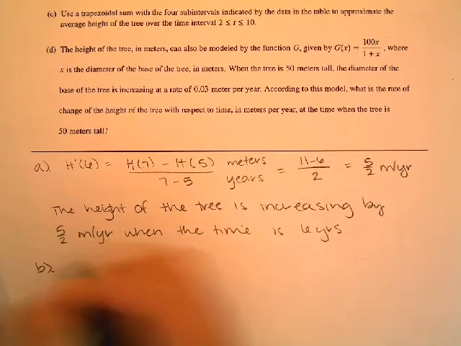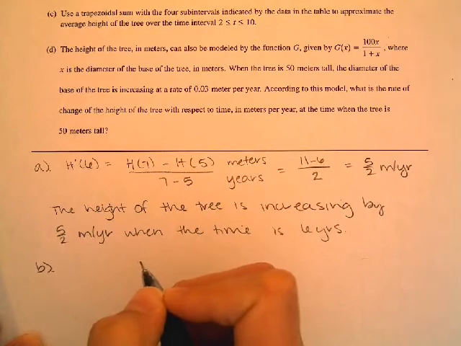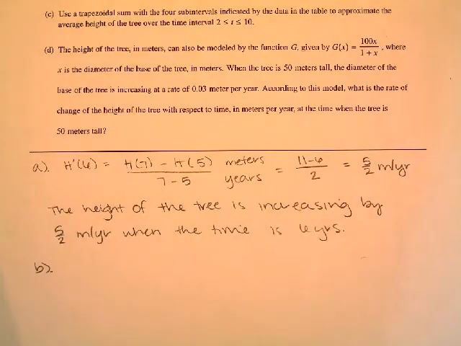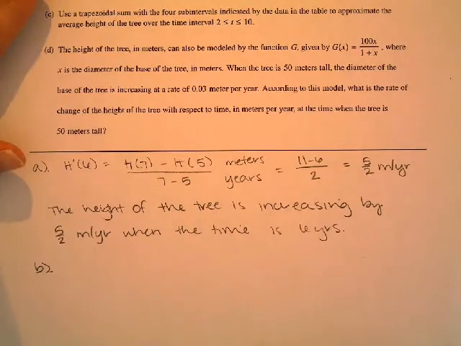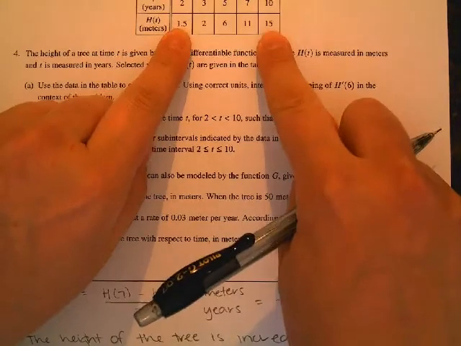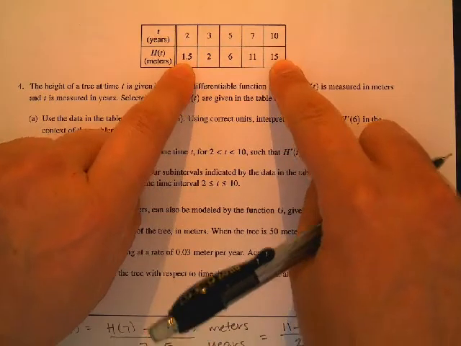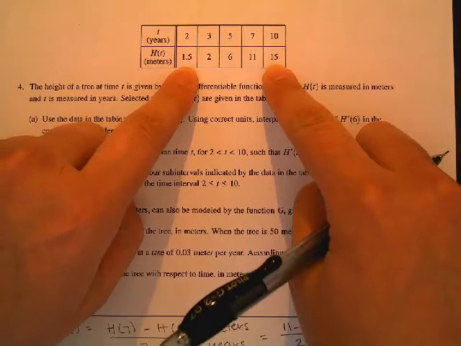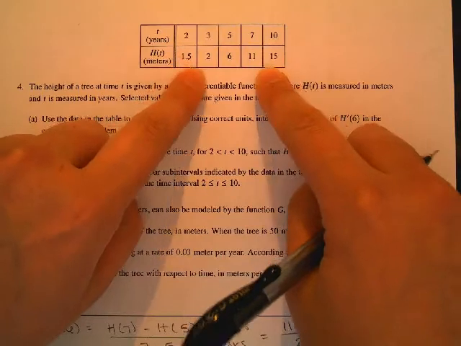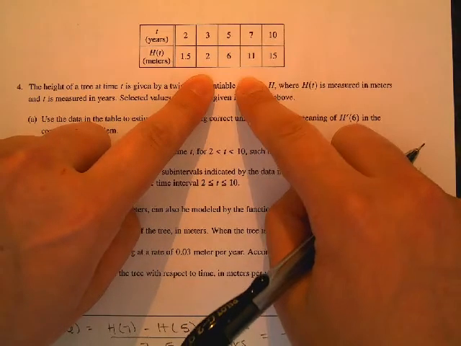All right, part B says to explain why there must be at least one time between 2 and 10 where h prime of t equals 2. So for me, when I see that interval, I automatically think, okay, so that average rate of change from 2 to 10 should be 2. And then when I looked at it, it would be 15 minus 1.5 divided by 8. That's not quite 2. So then I started to look to see if I could find another combination in here.